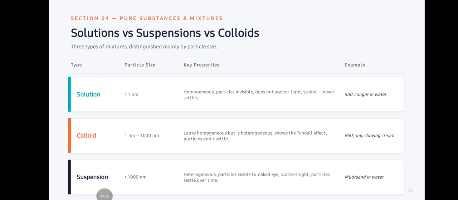Colloid is 1 nanometer to 1000 nanometer, looks homogeneous but is heterogeneous, shows the Tyndall effect, particles don't settle. Milk, ink, shaving cream. Suspension is greater than 1000 nanometer, heterogeneous, particles visible to naked eyes, scatters light, particles settle over time. Mud, sand in water.